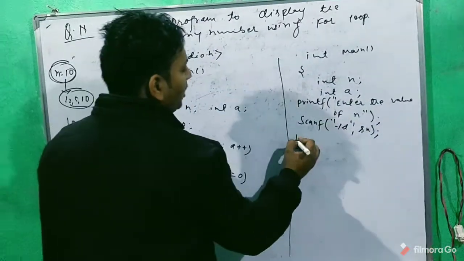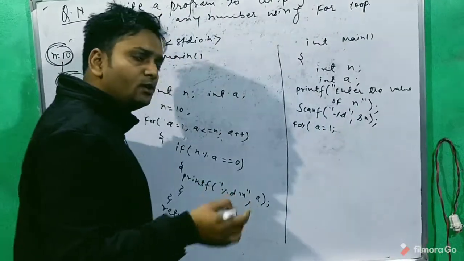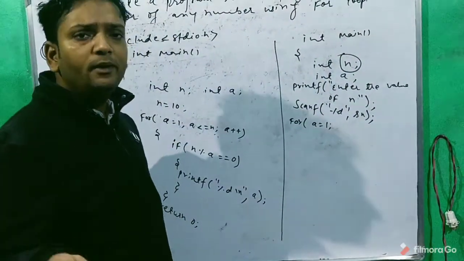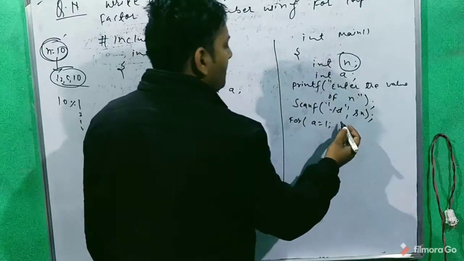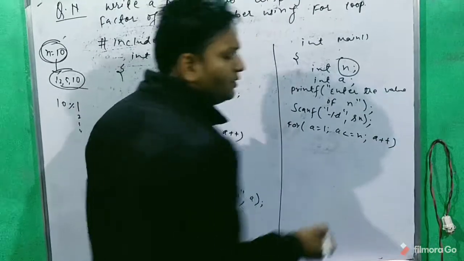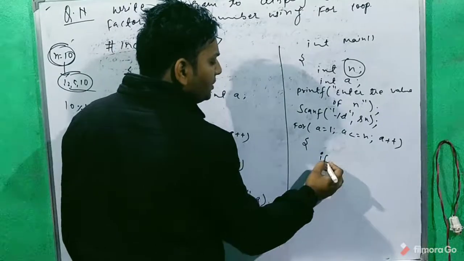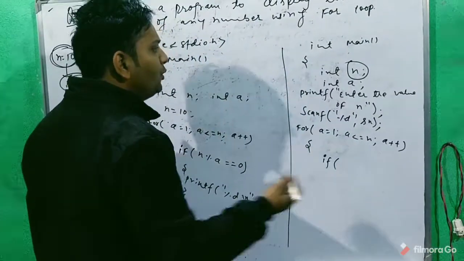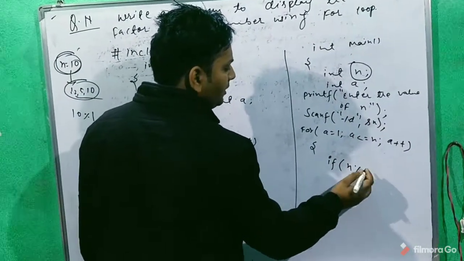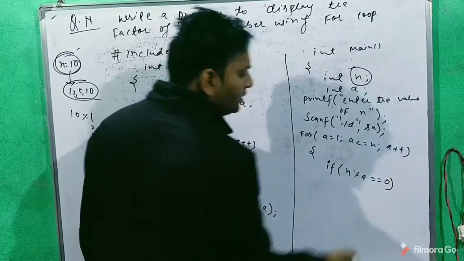Now we have to use the for loop. a starts from 1 and goes up to n. I don't know the value of n, maybe 10, 20, 100, whatever is given. Then a plus plus, each time this value is going to increment by 1. Now we use the condition for the factors: n is divisible by a, whose modulus is equal to 0, that is called a factor of that number.